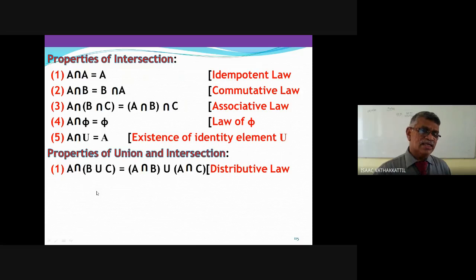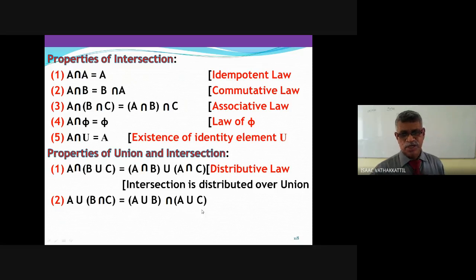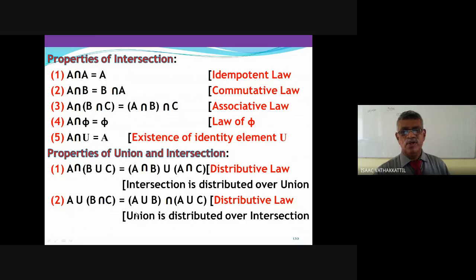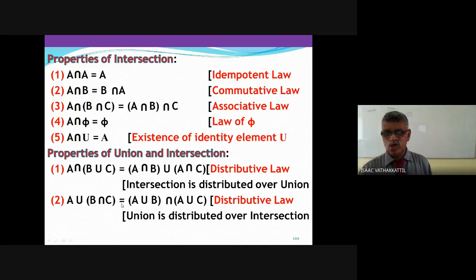But remember, unlike in real numbers addition or multiplication, we can distribute union also over intersection. Here also it's true that A union B intersection C equal to A union B intersection A union C. We can verify it by examples only. We don't need a systematic proof for this. This is called the distributive law, where union is distributed over intersection. Clear?